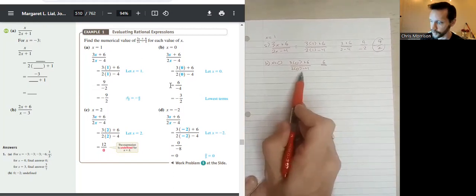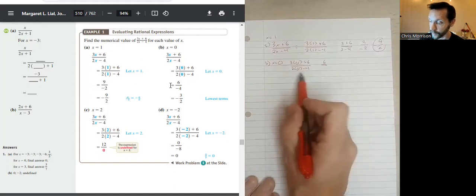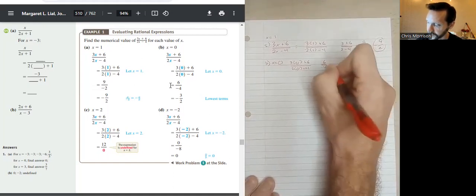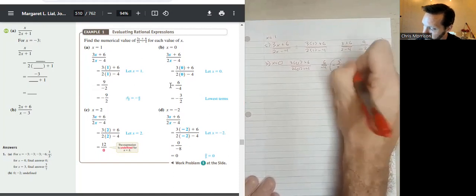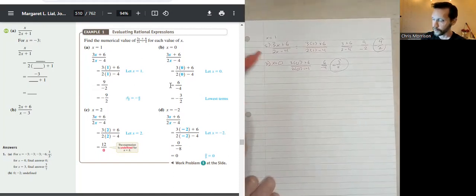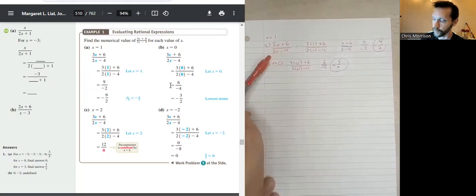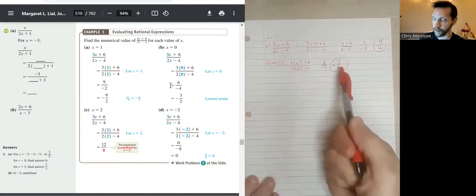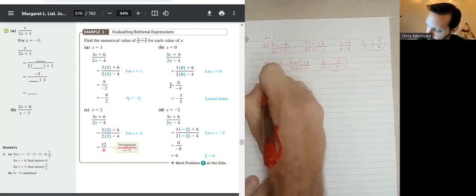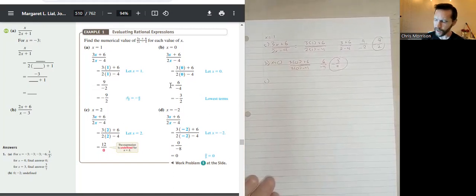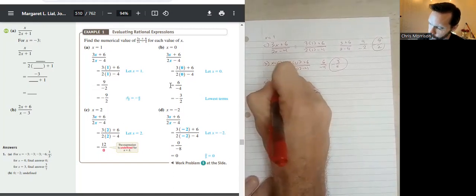2 times 0 is 0. Add -4, it's going to be -4. And 6 over -4 should reduce to 3 over 2, and the whole thing is negative. So 3x plus 6 over 2x minus 4, when x is 0, the value is -3 halves. That's the value of the expression. Let's look at example C. In this case, x is 2.